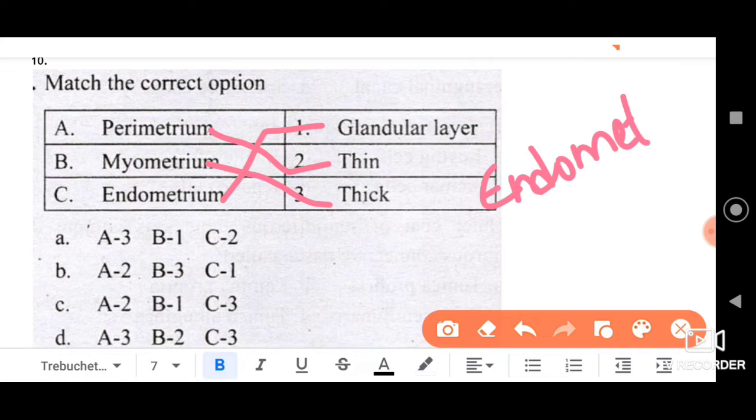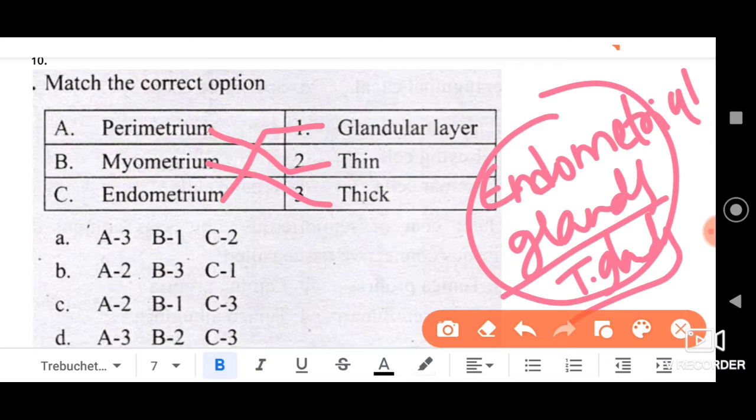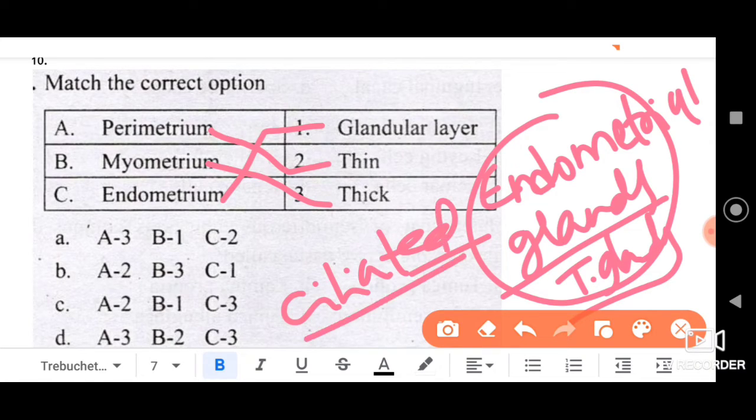All right, we can find the endometrial glands, which can also be called the tubular glands. All right, friends, these endometrial glands or tubular glands are generally ciliated. They possess finger-like projections called cilia, and a type of tissue called ciliated columnar epithelium is lining them.